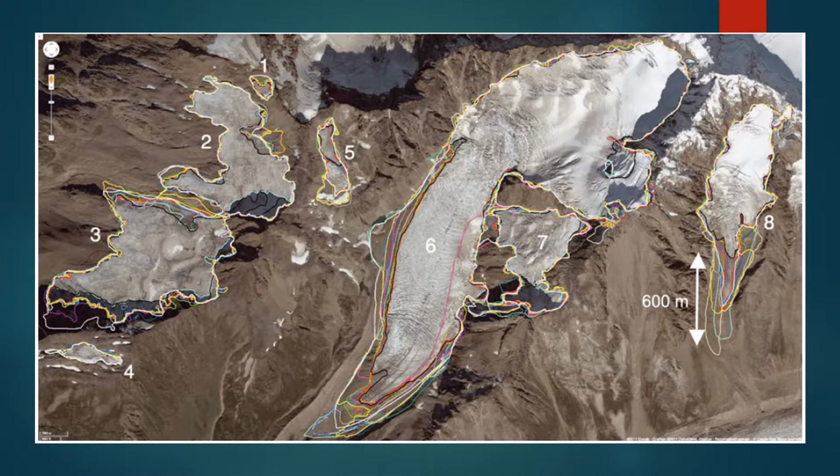This is one sample image of one of the glacier study areas. You can see that there are multiple outlines in different colors that each analyst has digitized. And you can see that for the most part, the outlines are similar and consistent. However, there are some areas where there are differences in the outlines. For example, on the right side, there's a big difference of 600 meters based on how each analyst will interpret the outline of the glacier.